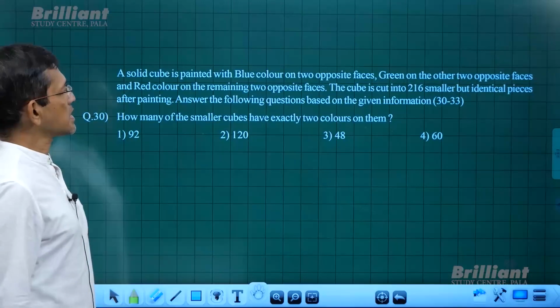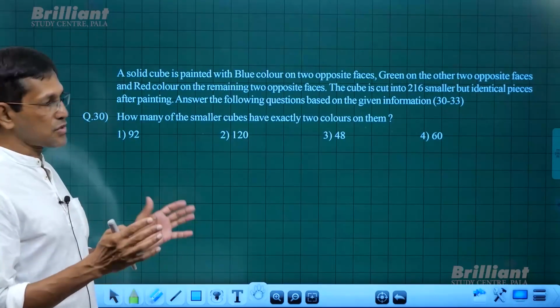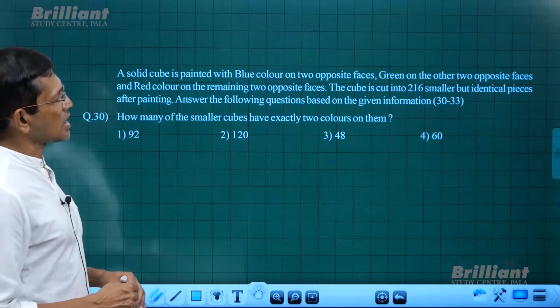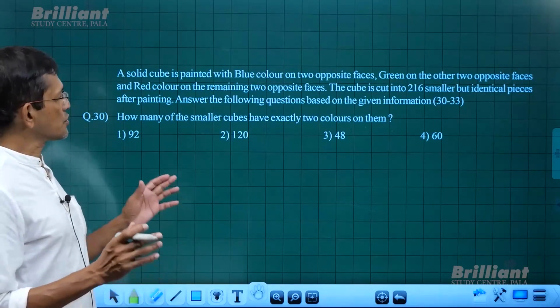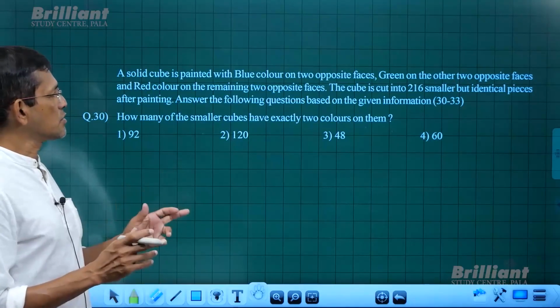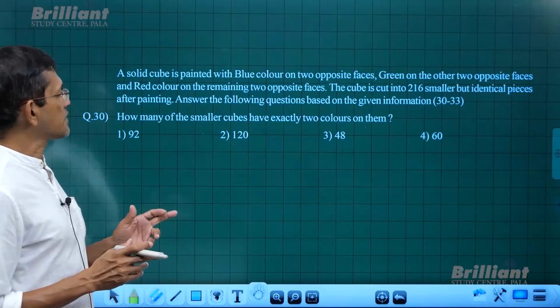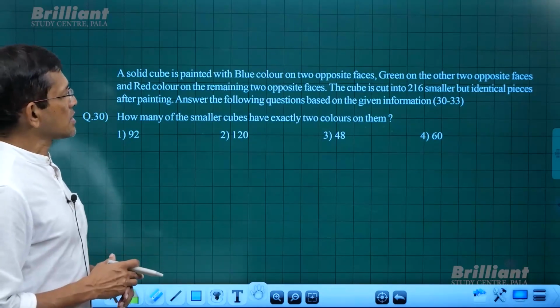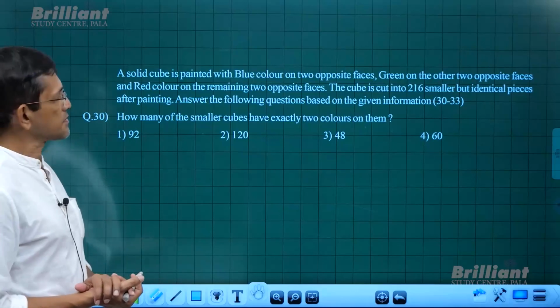A solid cube is painted with blue color on 2 opposite faces, green on the other 2 opposite faces, and red color on the remaining 2 opposite faces. So blue on 2 opposite faces, green on the other 2 opposite faces, and what is the other color? Red. Blue, green, and red. So 3 colors.